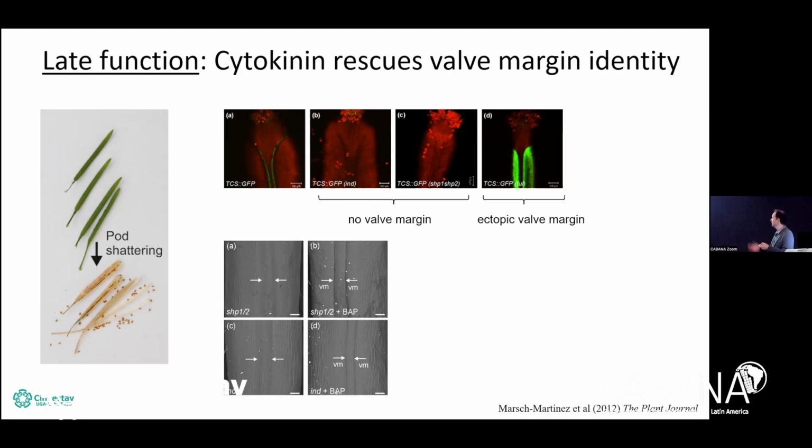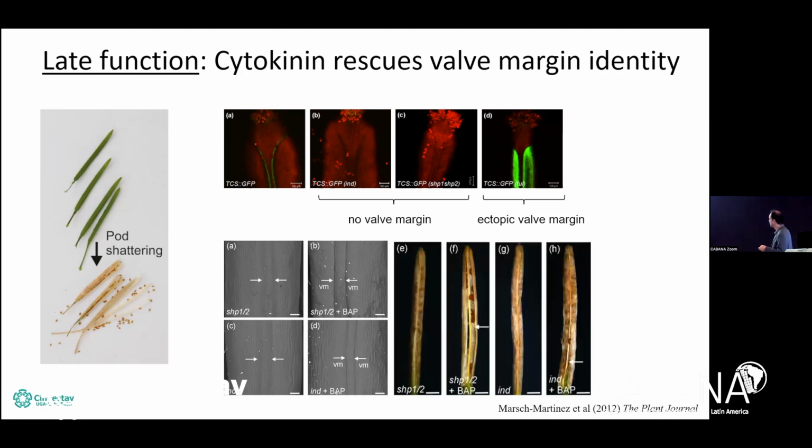Here is a very interesting phenomenon that we found, and this in a way could also be translated to crops. Here we can see it in real life. The fruits don't open, and when cytokinin is applied, these structures again develop and these fruits do open.